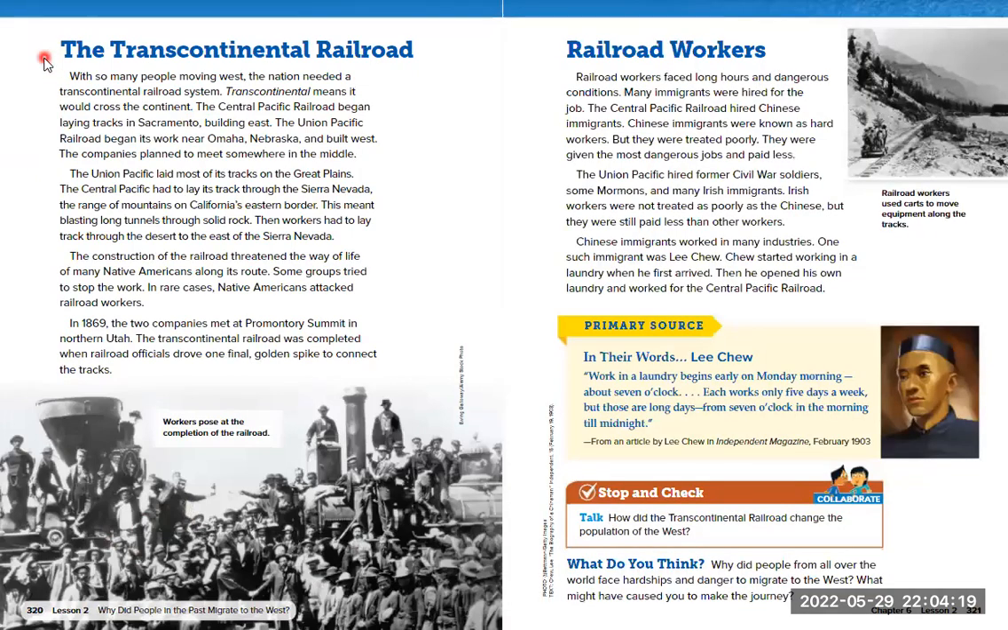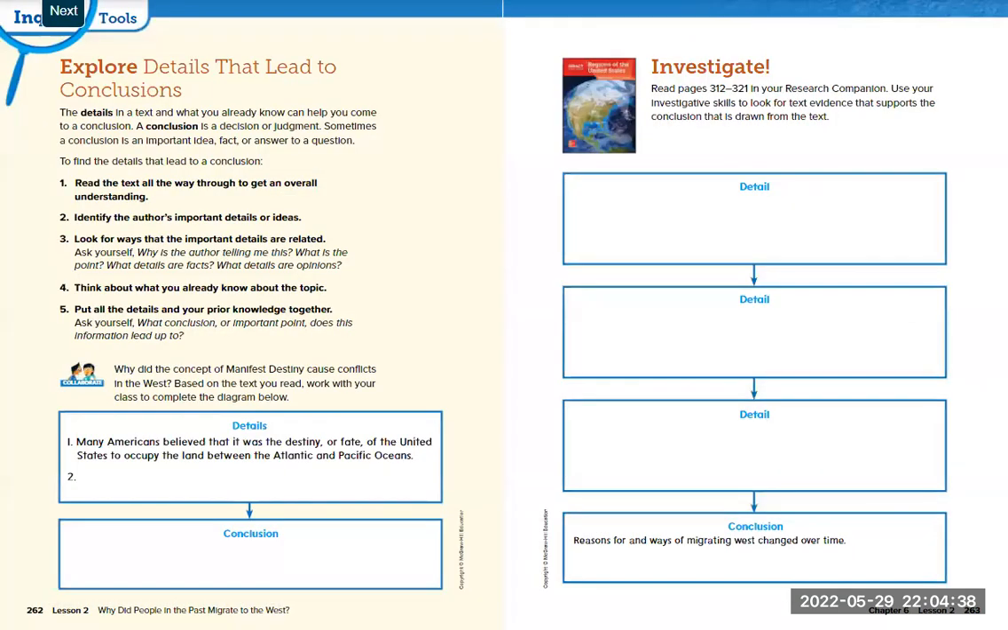And then the last one that you could talk about was the Transcontinental Railroad, but the Transcontinental Railroad came last. So most people traveling west, if they came in the beginning, wouldn't have been able to use the Transcontinental Railroad because it was created in the late 1800s. And all of those are reasons for why ways of traveling west changed over time.